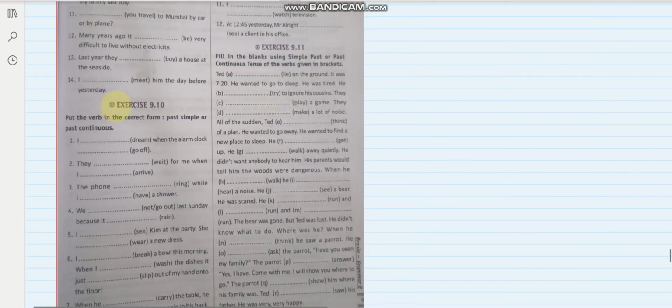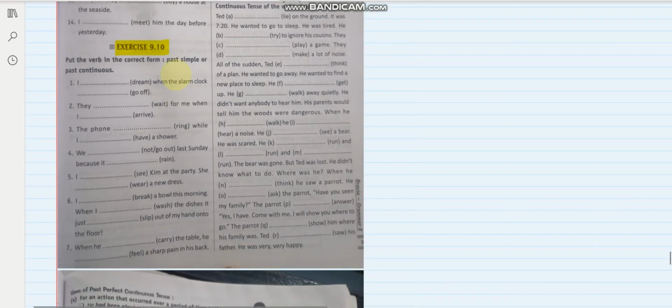After this, 9.10 again is very easy. You have to use simple past or past continuous. If you have understood the rules, it will be very easy for you to apply the rule here. I blank when the alarm clock blank. So I was dreaming when the alarm clock went off. Right? Two actions are there.